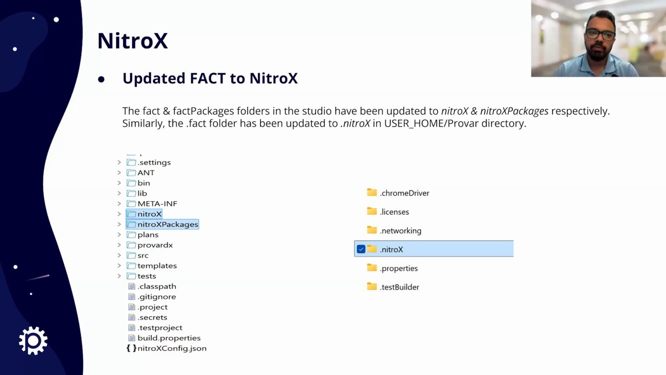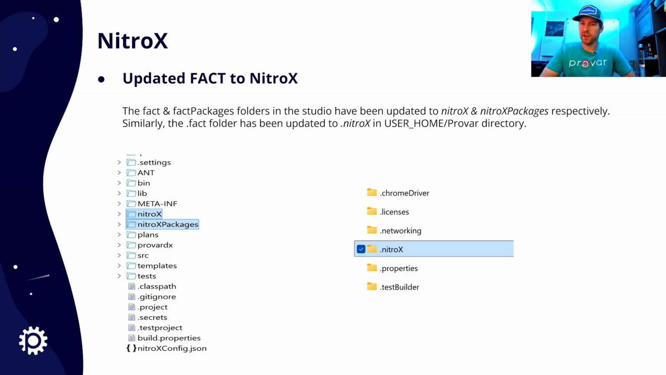This change has been made for the project structure. As you can see on the left side, where we used to have fact and fact packages, it has now been changed to NitroX and NitroX packages. And on the right side, on the user home directory, where it downloads the standard packages or standard components, it used to be .fact in the past. Now it will be .nitrox. And just one point to cover in this one: this will be an automatic change, so the user doesn't have to do anything. Whenever they launch this new version of Provar, it will automatically be updated for them. So they don't have to worry about anything for this.